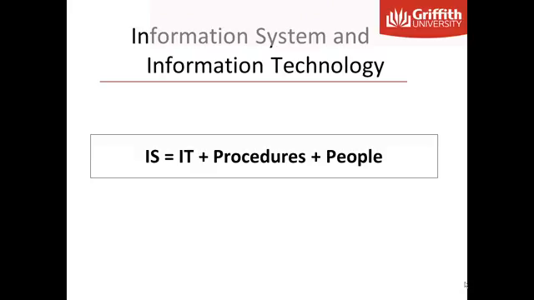Now, very often people get confused between the difference between information systems and information technology. As you can see here, I put it in a very simplistic way. This is an equation. Information systems is an assembly or a collection of IT plus the procedures, such as policies and processes that we have in healthcare organizations, plus the people which produces the information. The IT component itself refers to hardware, software, methods and standards to capture, store, process and disseminate data.